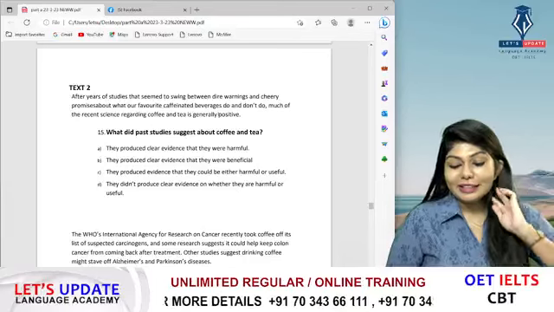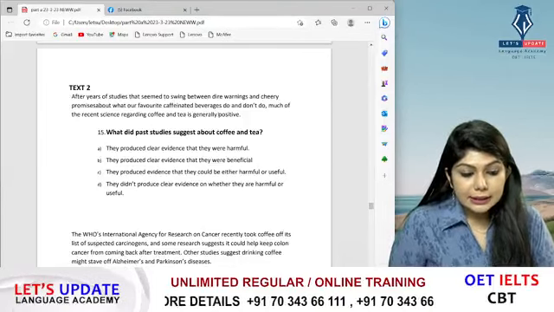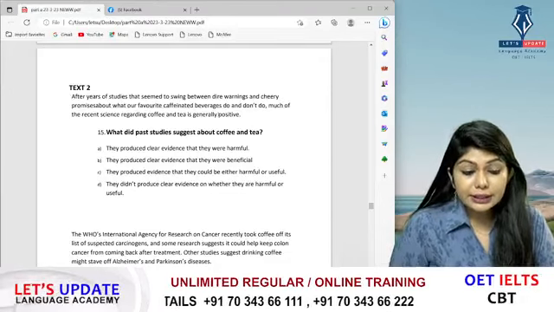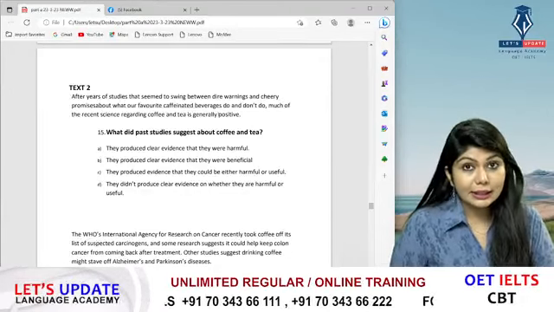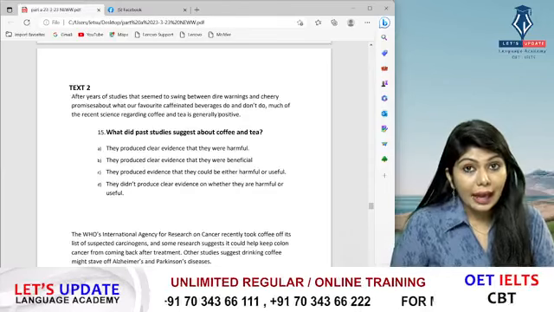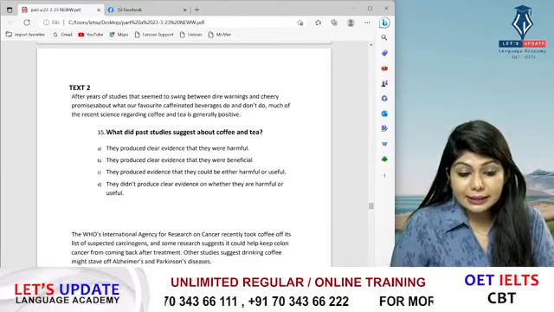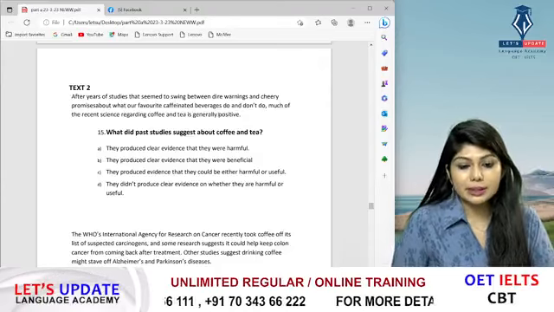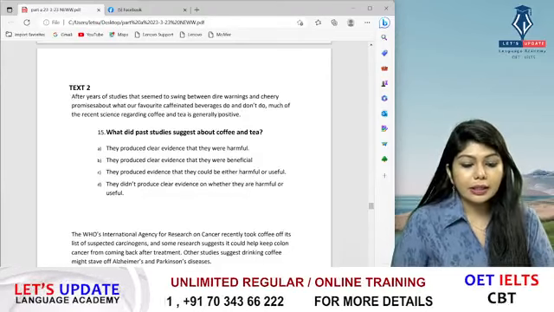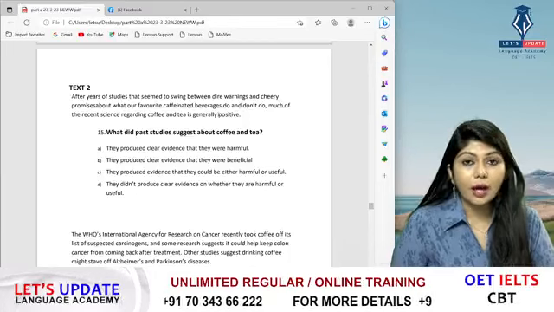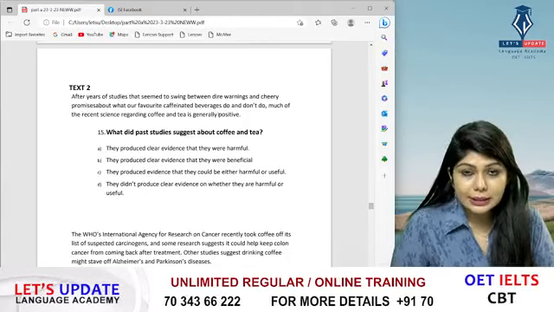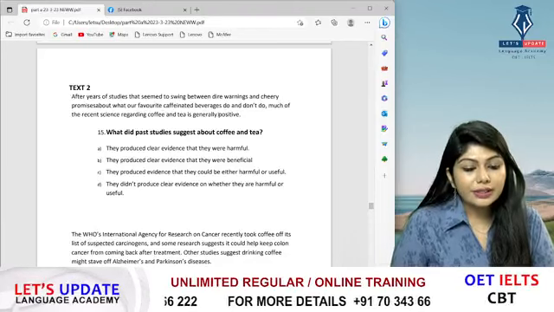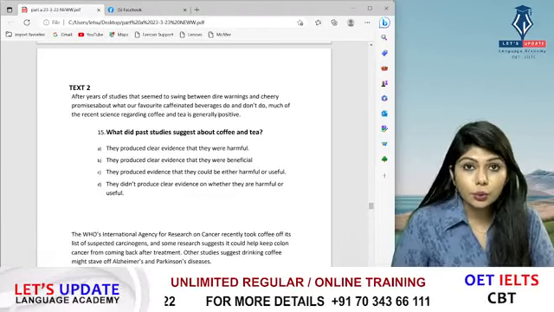Okay, so let me tell you the answer. Since they have mentioned in the very first line itself that after years of studies, that means they did a study and they have got evidence, and it seemed to swing between dire warnings and cheery promise. Warnings in the sense of the negatives or the harmful effects, and cheery promises in the sense of benefits, obviously. So about what our favorite caffeinated beverages do and don't do.